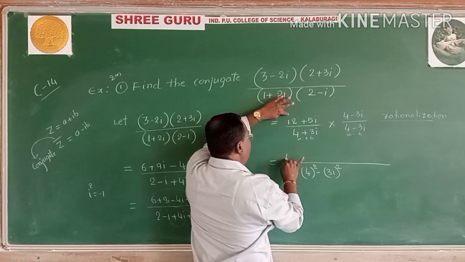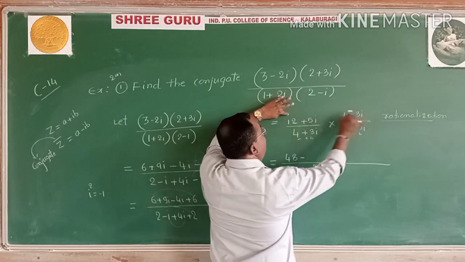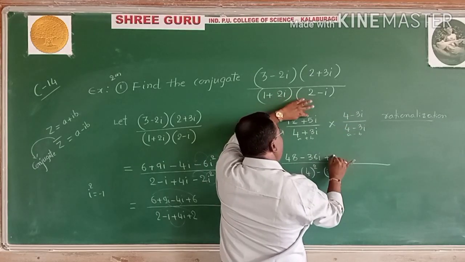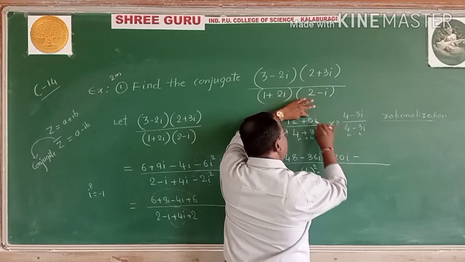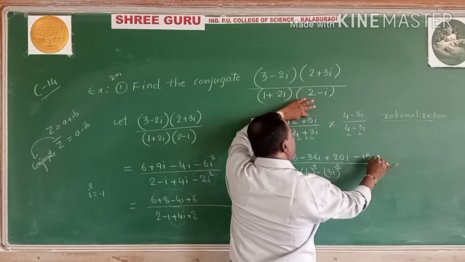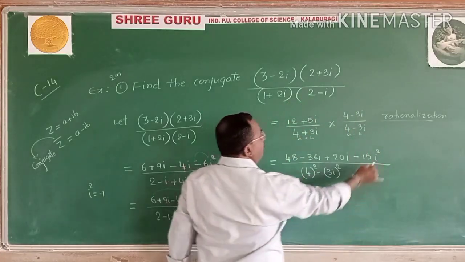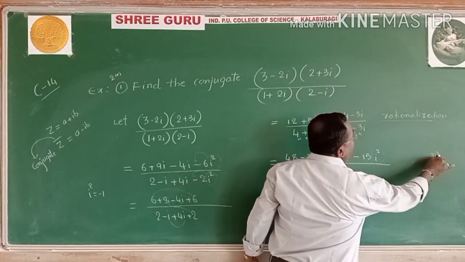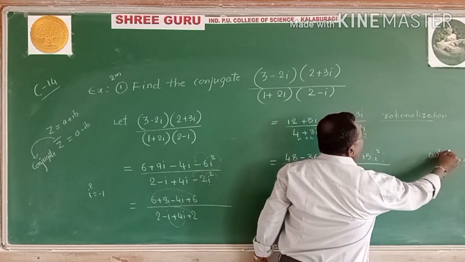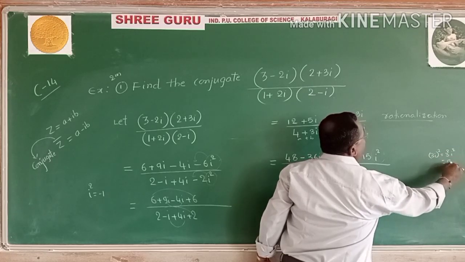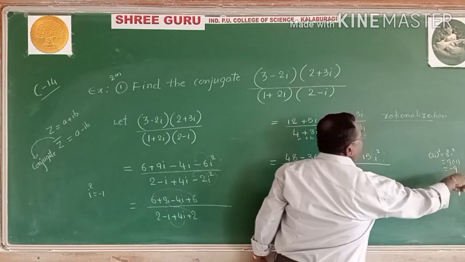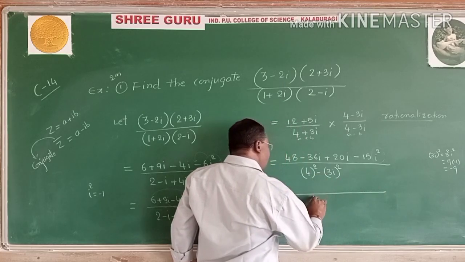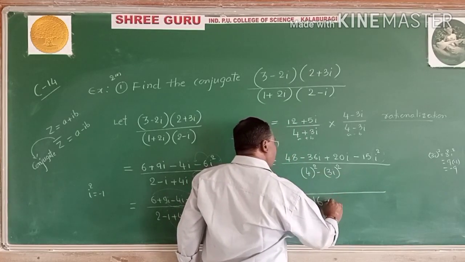12 into 4 is 48, minus 12 into 3 is 36, plus 5 into 4 is 20, minus 5 into 3 is 15, i into i square. Here i square is there. That is 3i square, written as 3 square i square. 3 square is 9, i square value is minus 1, so the value is minus 9. Next, 4 square is 16, and 3i square is minus 9.